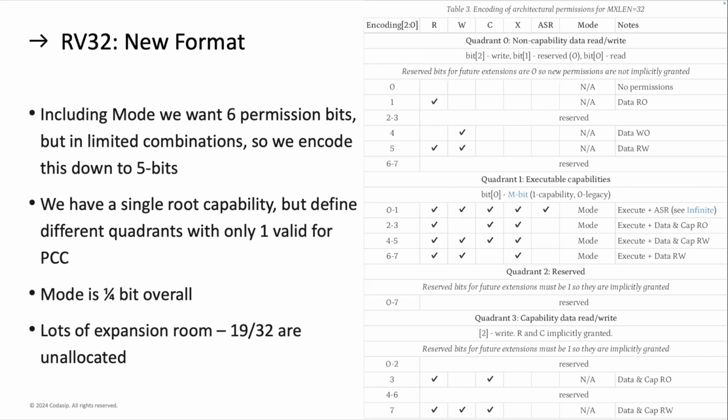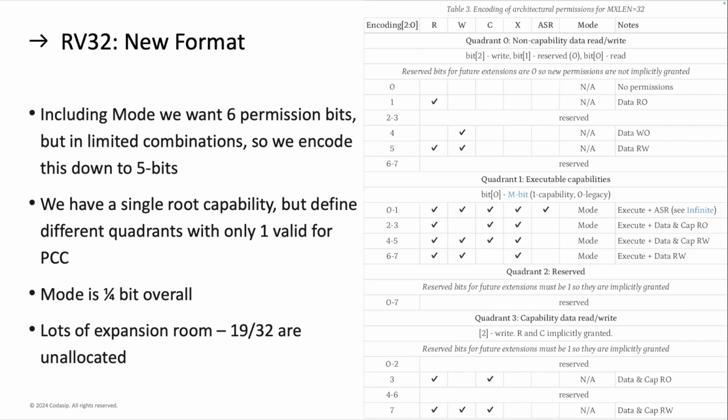So what can we say? We've got 6 bits, encoded into 5, and we split it up into quadrants. I don't have a pointer, but quadrant 1 with all the ticks in is the executable region. And so you can only execute capabilities in quadrant 1. So in quadrant 1, you have the mode bit. And because that's only 1 bit in a quarter, so 1 quadrant, that's only a quarter of a bit overall. So that saves 3/4 of a bit, which is very useful.